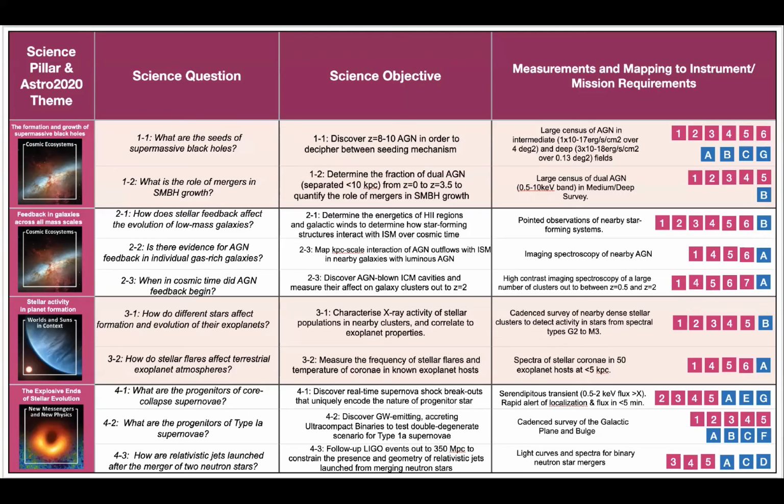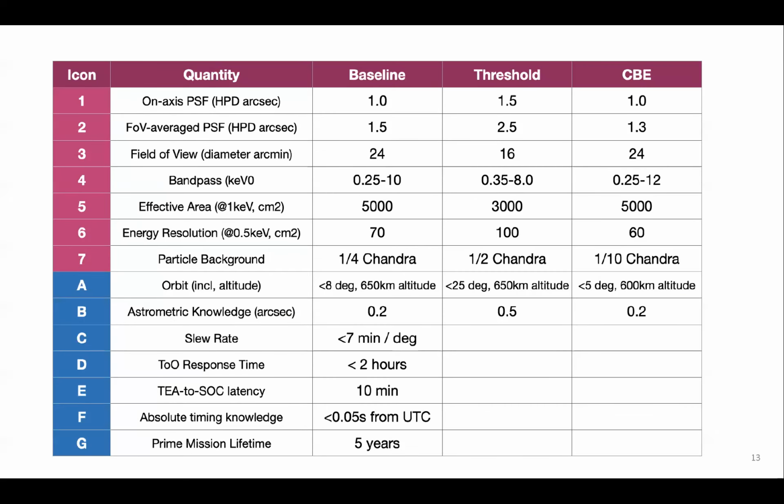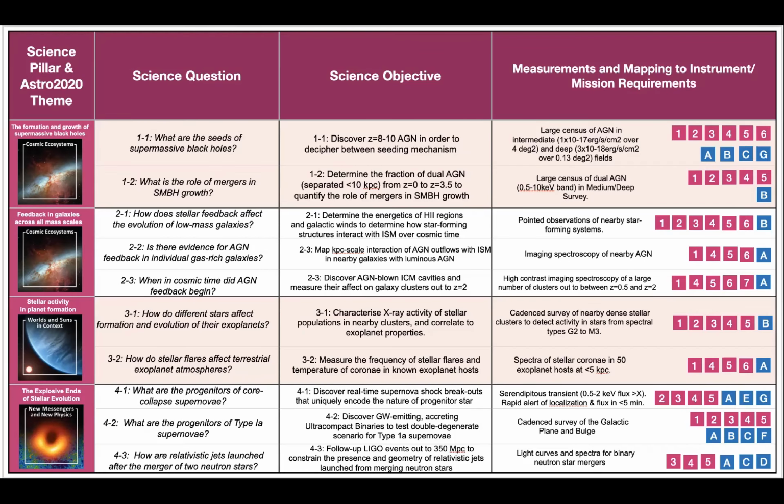And some of our key science, just to flag some of this, and we'll hear about some of this later. In our medium and deep surveys, we will be able to get thousands of AGN. In our deep survey, we can get about 3,000 AGN. In our medium survey, we can get about 30,000 AGN.